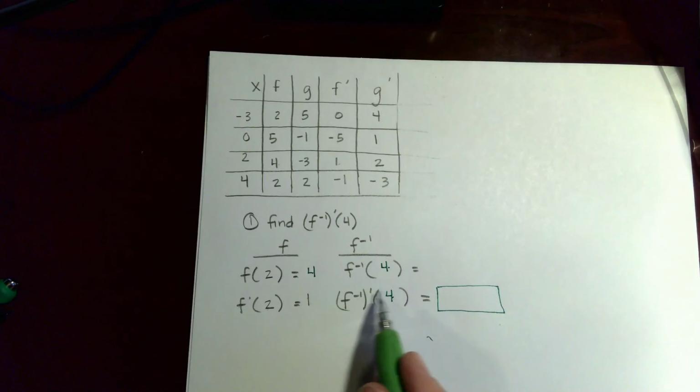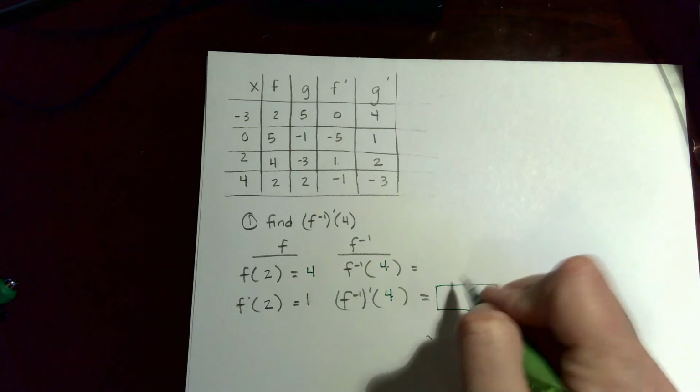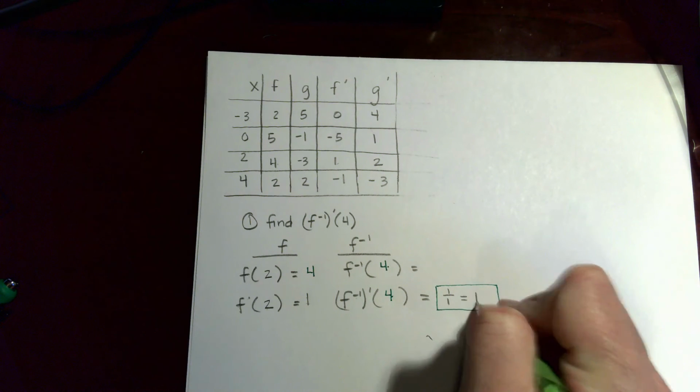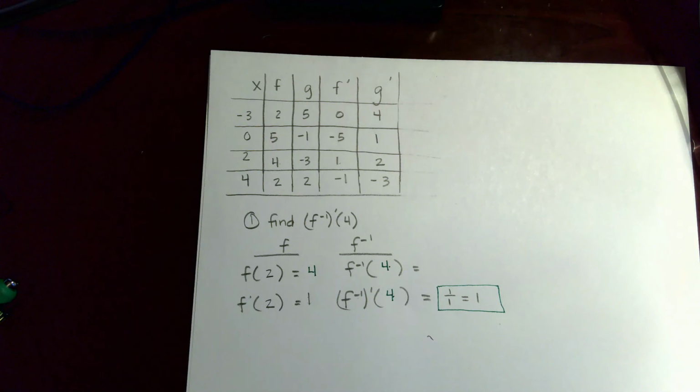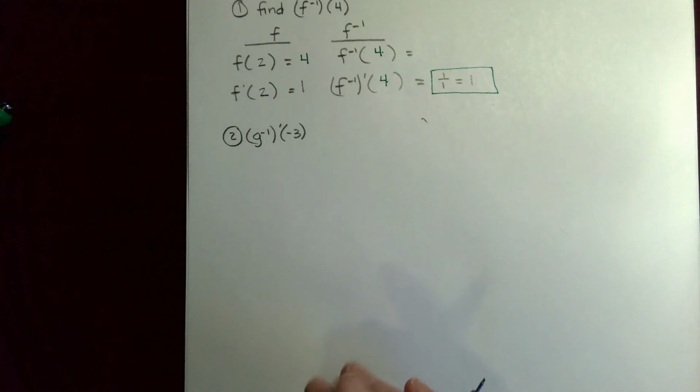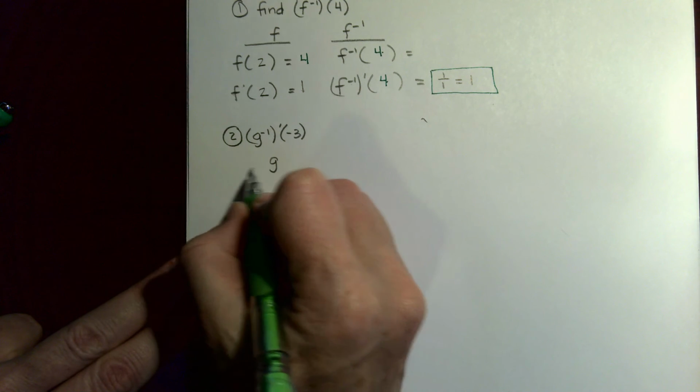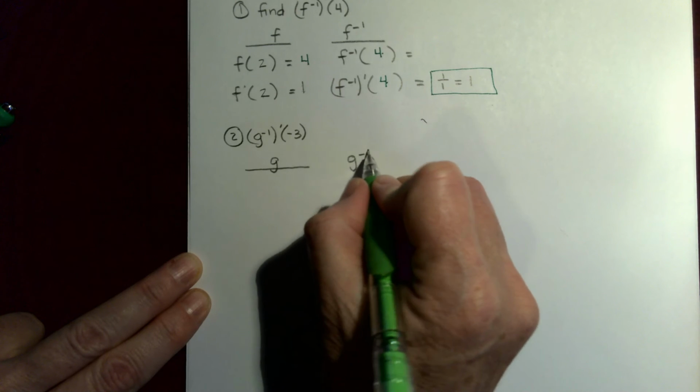The inverse would be the reciprocal of that. 1 over 1, 1. Ta-da! Easy, huh? Okay, let's say that I was asked to find g inverse, so the inverse of g evaluated at negative 3. Okay, so now I'm going to have g inverse of g.